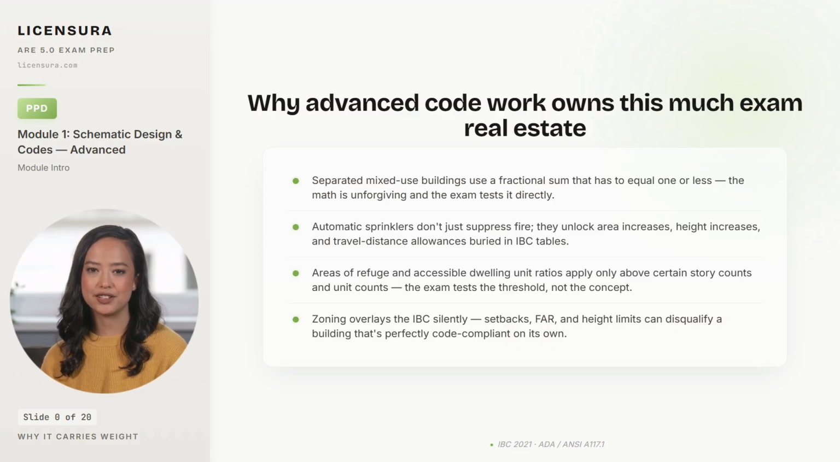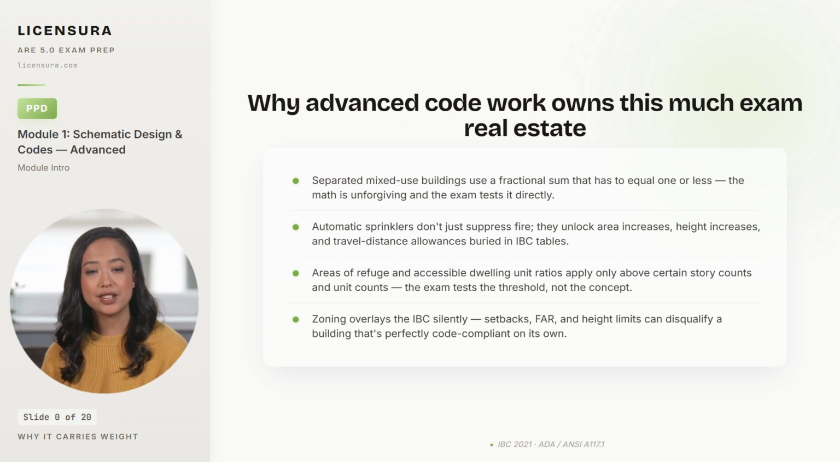Second, automatic sprinklers aren't just a fire suppression decision. They unlock additional area, allow taller buildings, and extend travel distances. The IBC uses sprinklering as the gating variable across half a dozen tables, and the exam tests whether you applied each allowance correctly.